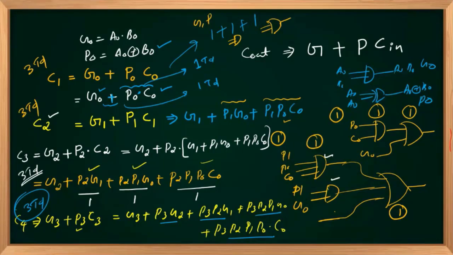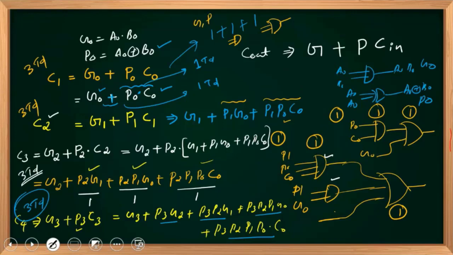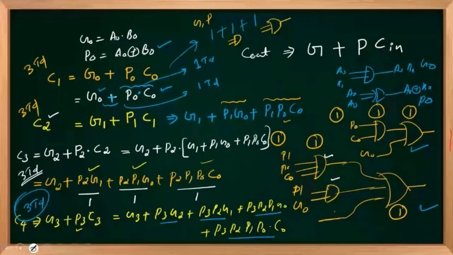So in these blocks, we are implementing different circuits for C2, for C3, for C4. These logics we will be implementing inside this, by taking A0, B0 up to A3, B3, and C0 as the inputs. So that is what a carry look ahead adder is.